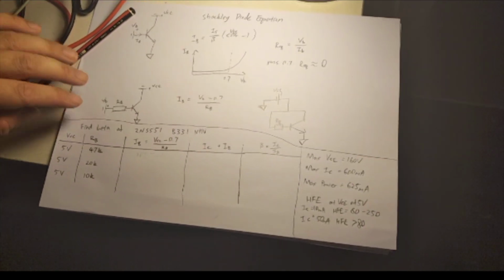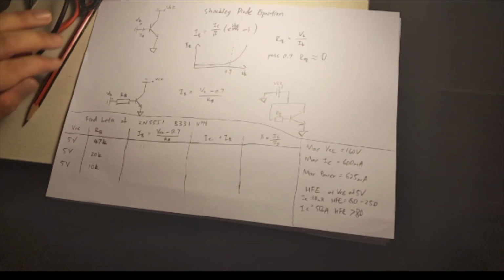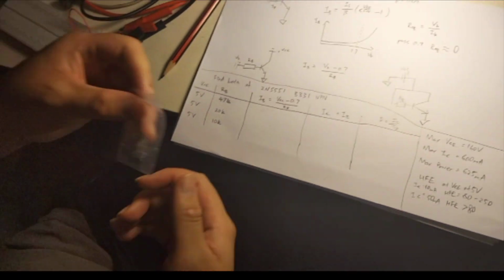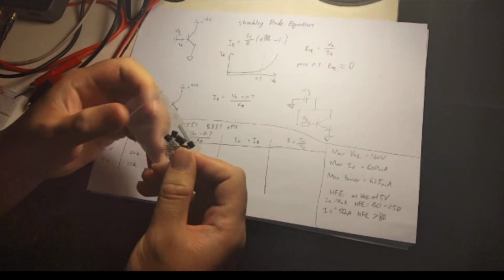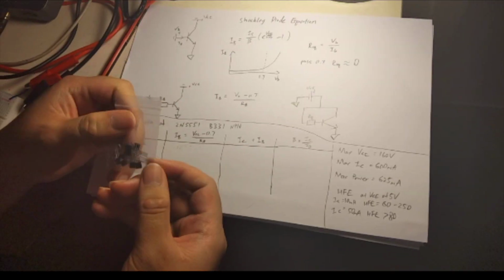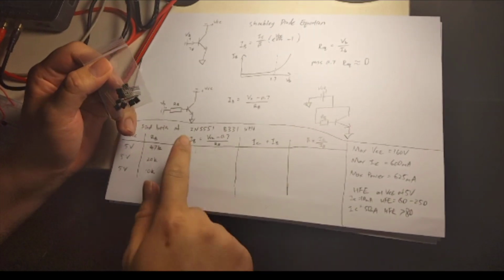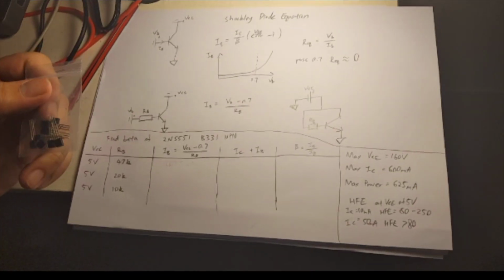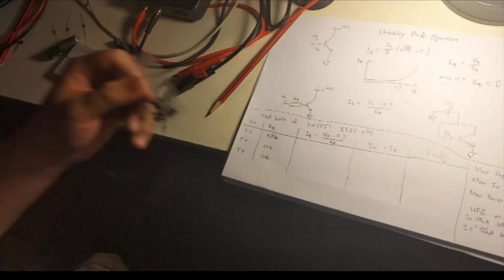Okay, so today I have an experiment to determine the beta value, or the hFE value, of these NPN BJT transistors. The model type is 2N5551B331. And these transistors are power transistors.